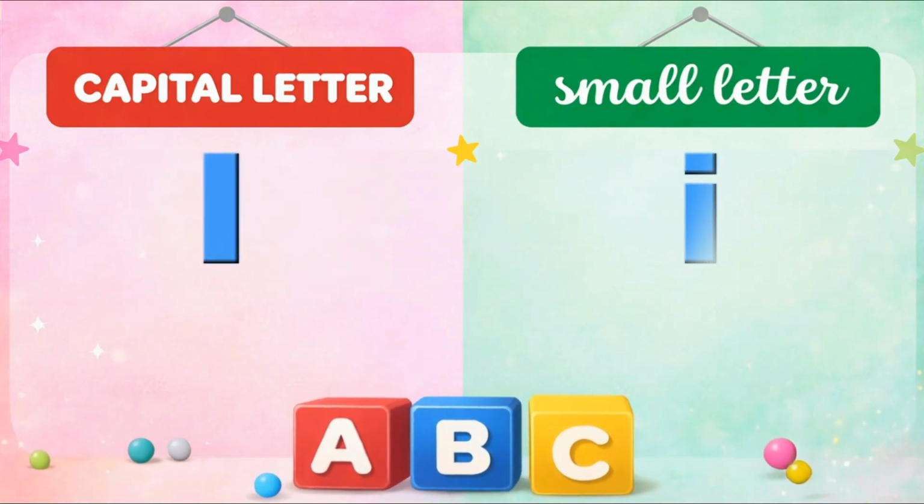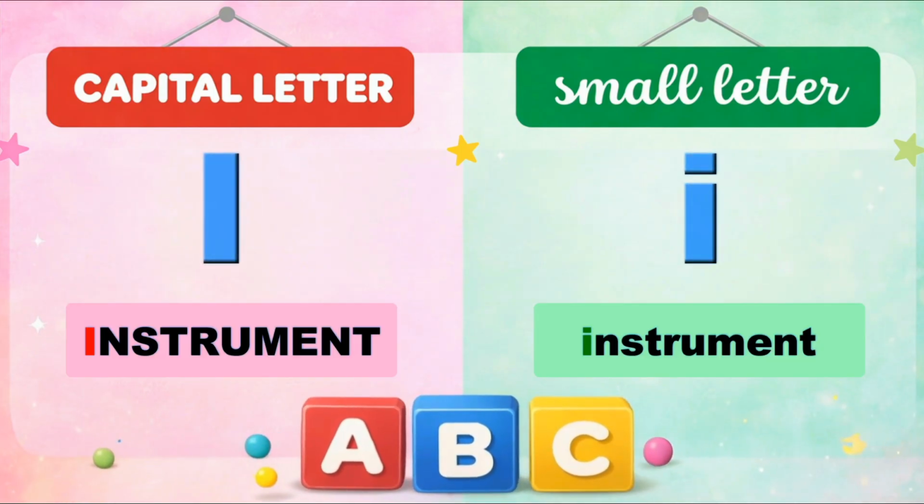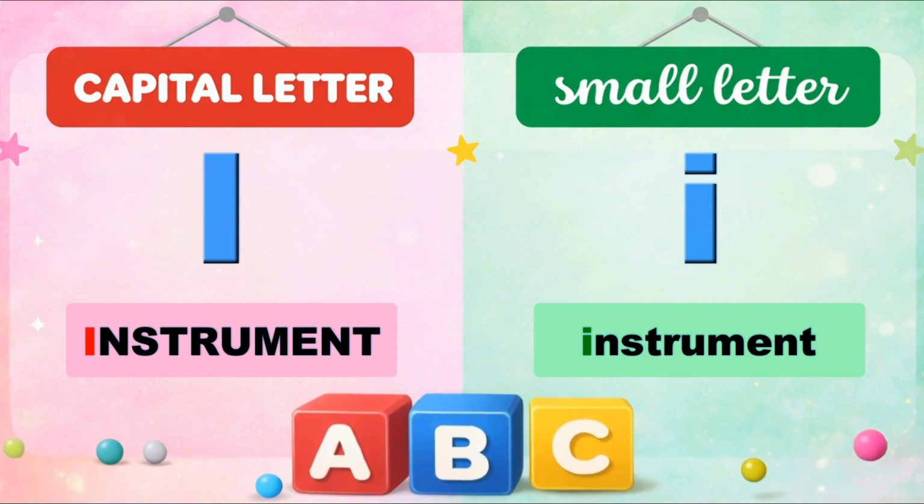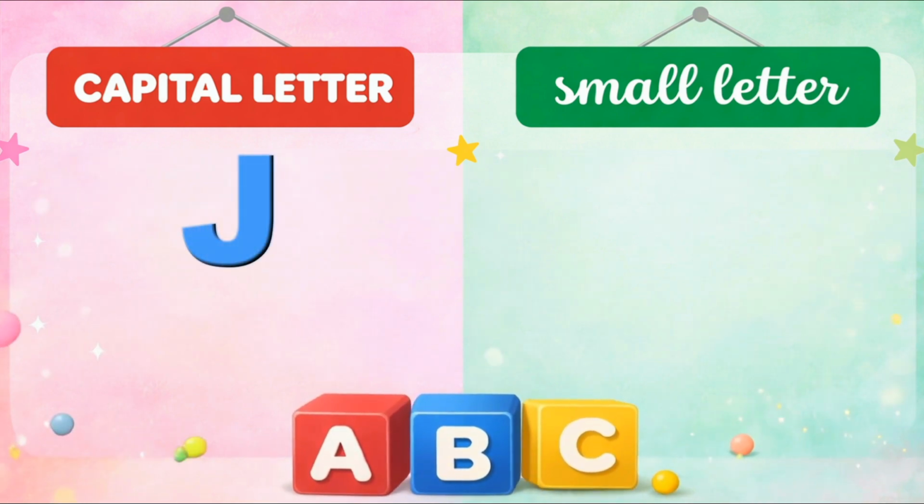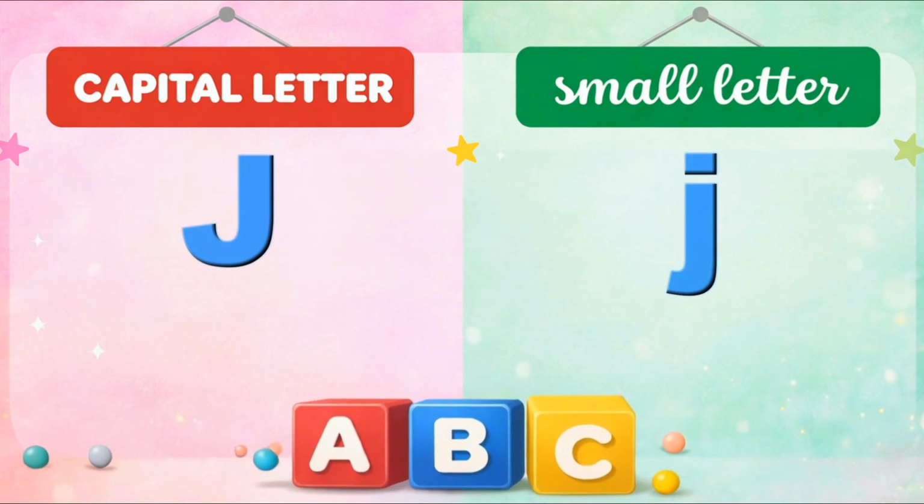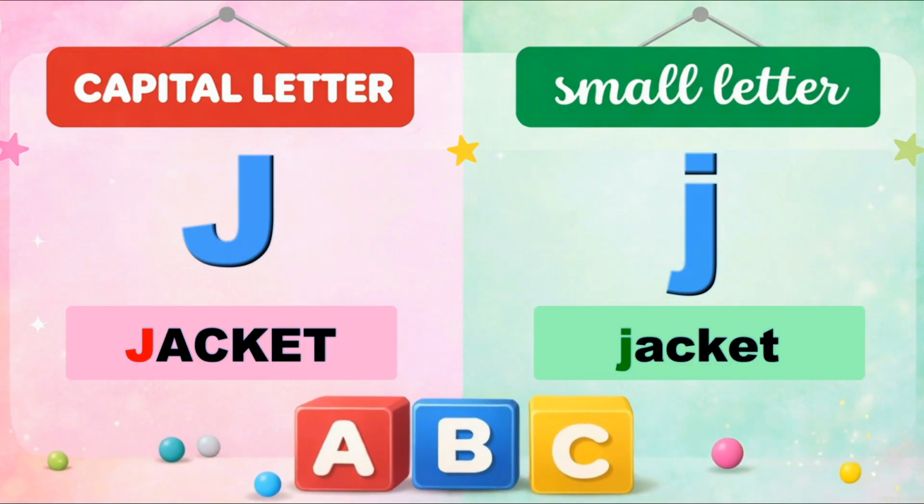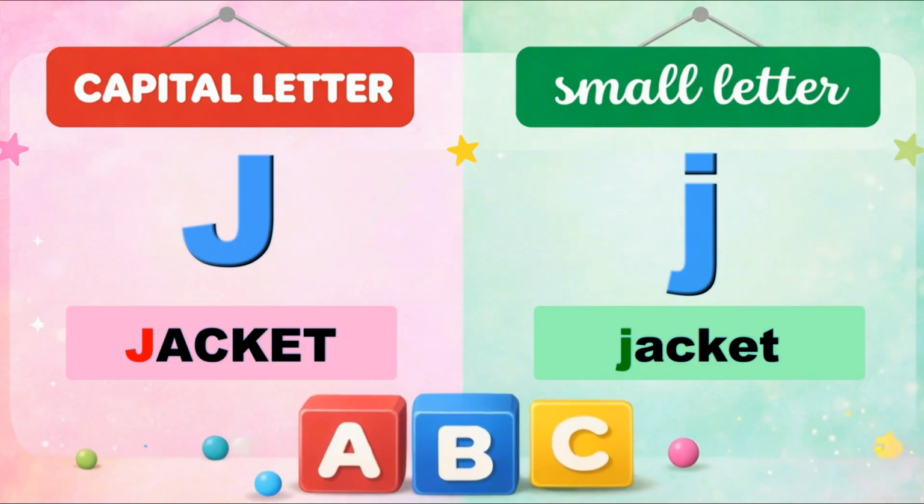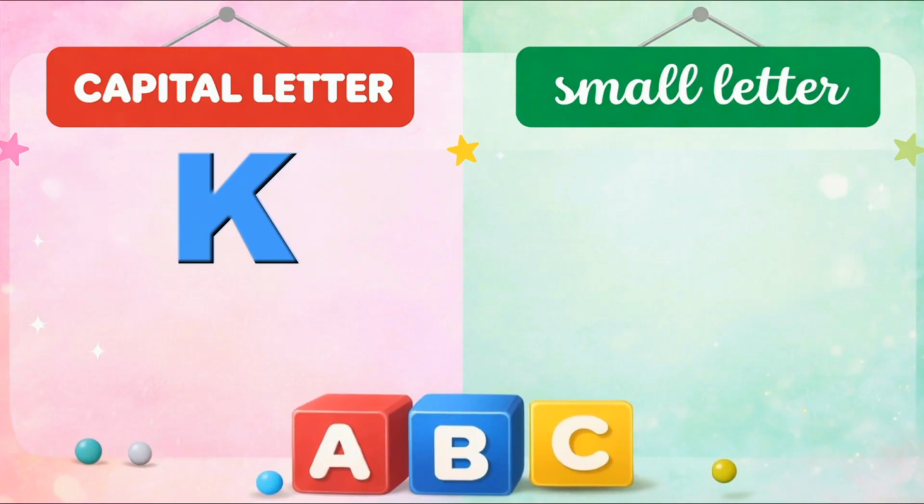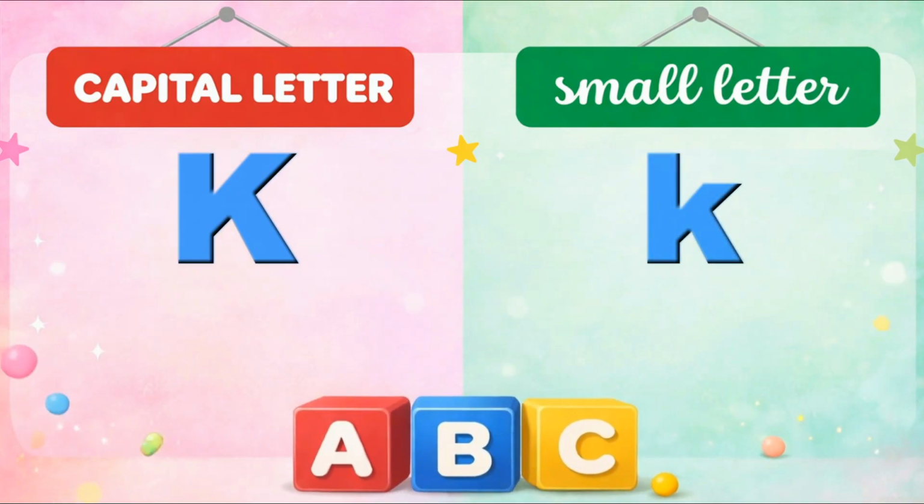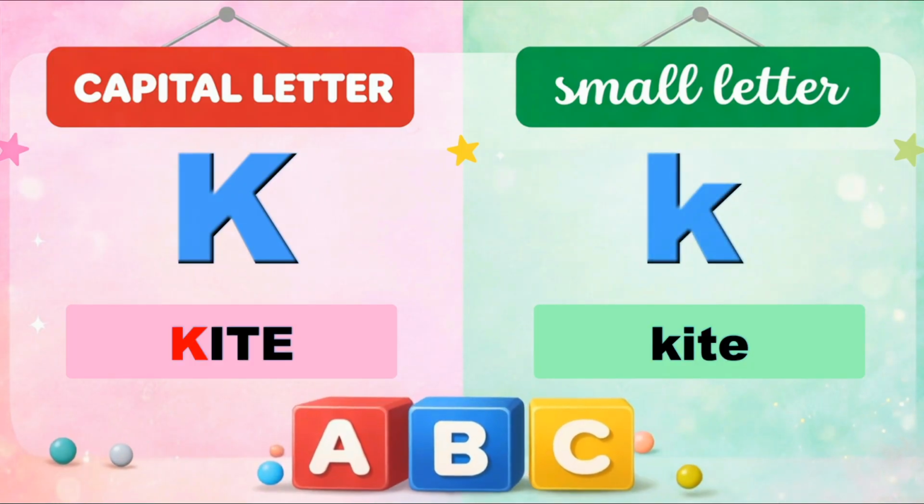Capital I, small i. I is for instrument. Capital J, small j. J is for jacket. Capital K, small k. K is for kite.